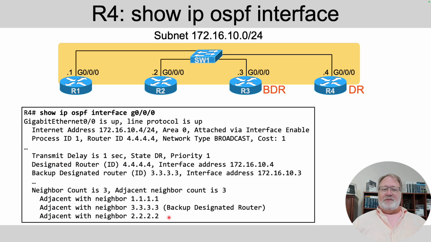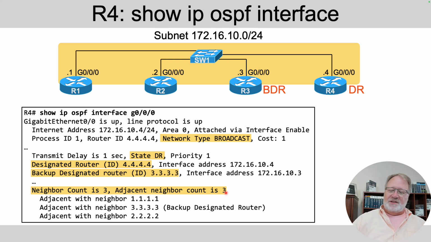Now, if I do the same command over on router R4, we get a little bit different output. Same types, but a little bit different specifics. It's using the default network type of broadcast, but in this case, the router is the DR. It still identifies who the DR and BDR are, as we see there. And we see its neighbor count is 3, and its adjacent neighbor count is 3 because the DR becomes fully adjacent with every other router.